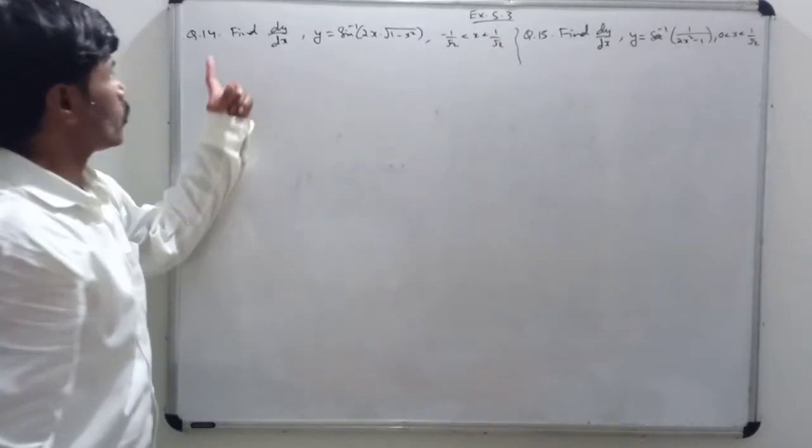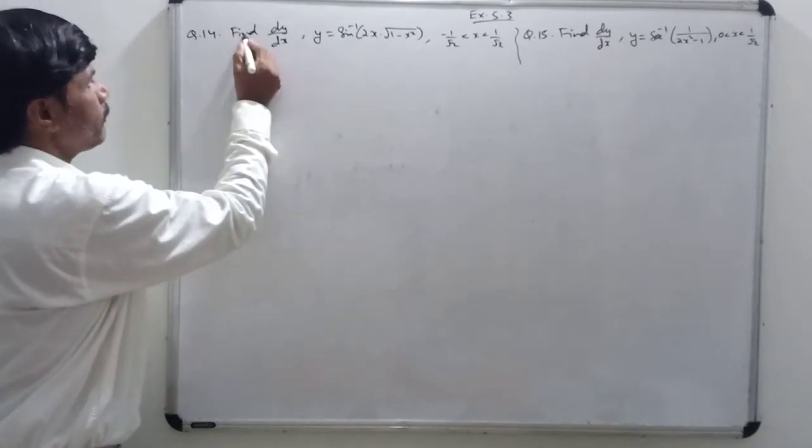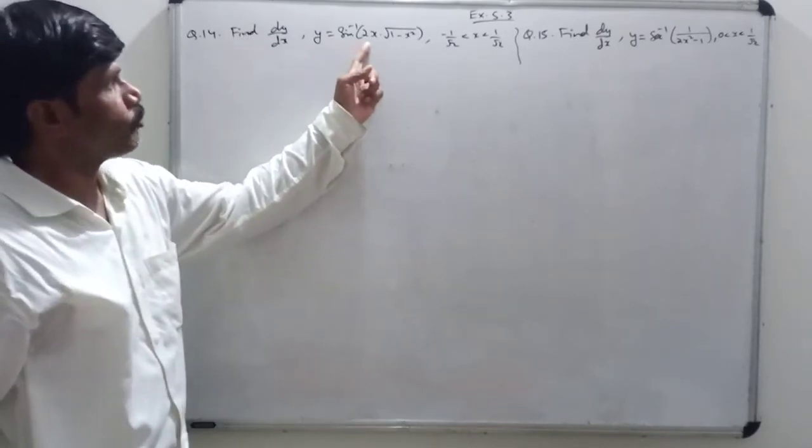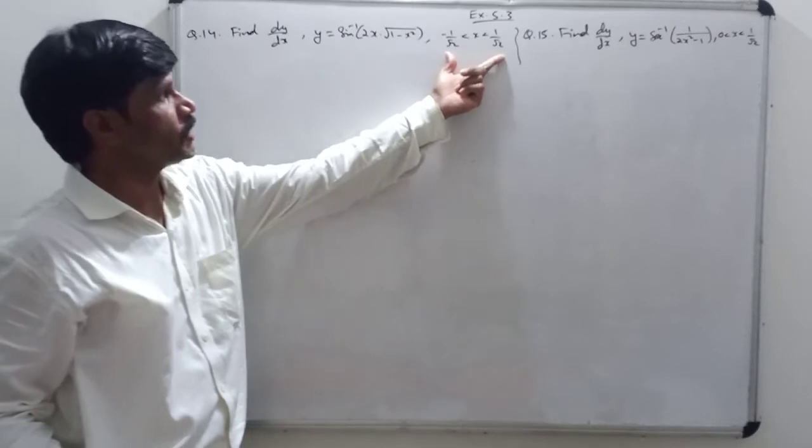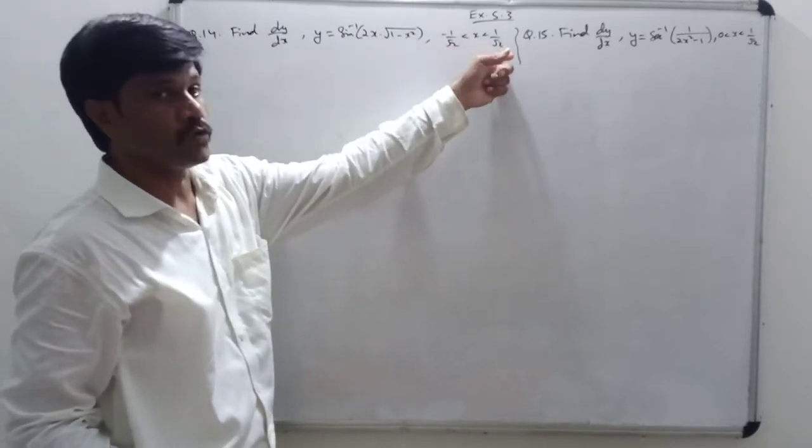Exercise 5.3, question number 14. Find dy by dx where y is equal to sin inverse of 2x into root of 1 minus x square, under the condition x is between minus 1 by root 2 to 1 by root 2.